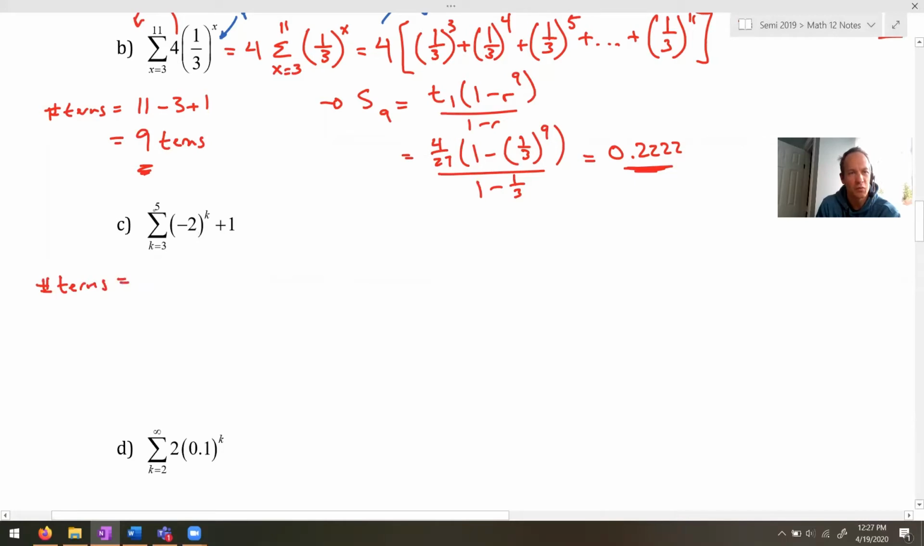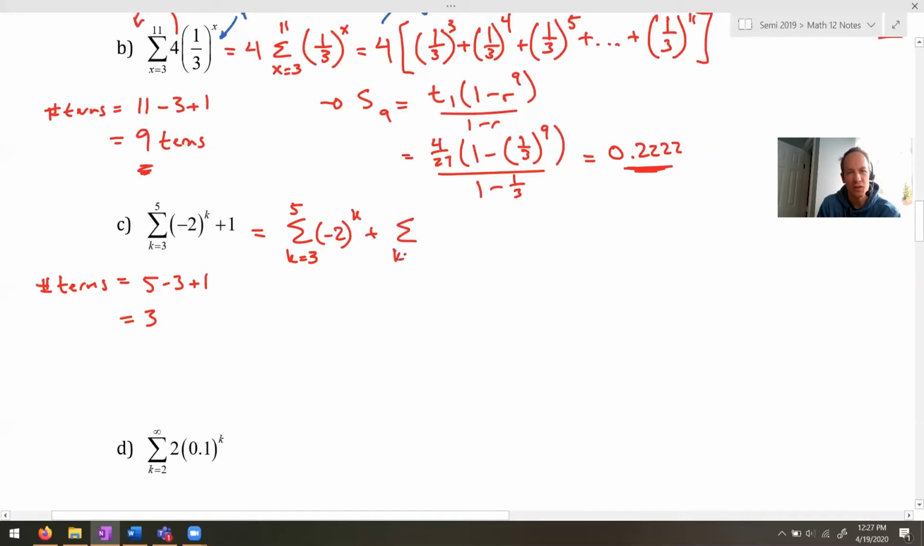So the number of terms would be 5 minus 3 plus 1. We can probably even just guess there's only 3 terms here. There it goes, I've got 3 terms. If I wrote this out, I'm going to use that property that I was talking about before. So let's actually do this. Here's this, here's this, and then I'm going to split it up.